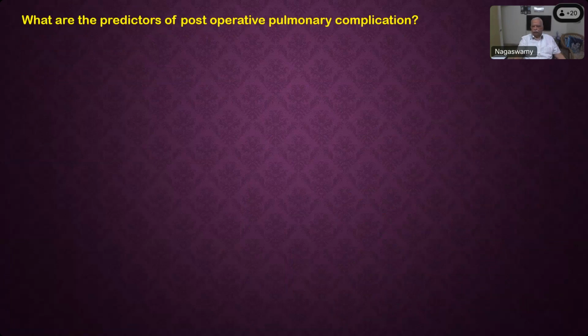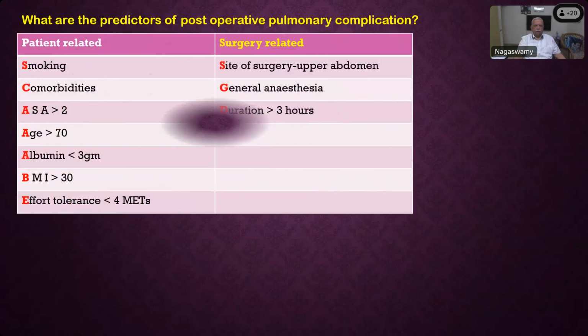Can you classify them into some categories? Yes, you can classify them into patient related and surgery related. Once the patient related, smoking is an important predictor of pulmonary complications. Comorbidities, if the patient belongs to ASA category more than 2, age more than 70, and his albumin is less than 3, and BMI is more than 30, and effort tolerance is less than 4 METs, then all these factors pose a very important predictor of postoperative pulmonary complication.